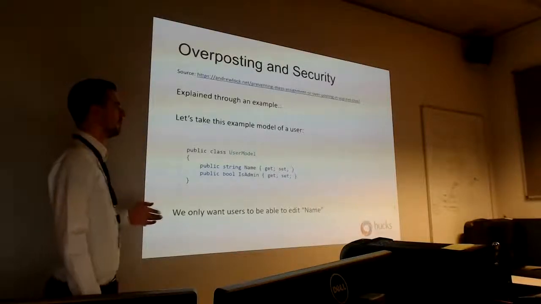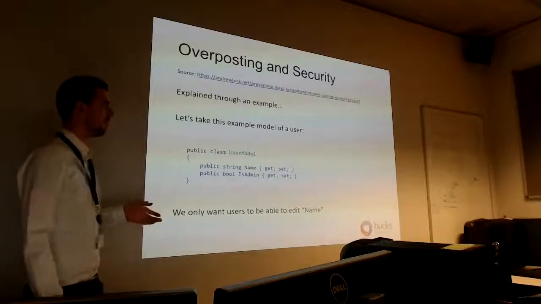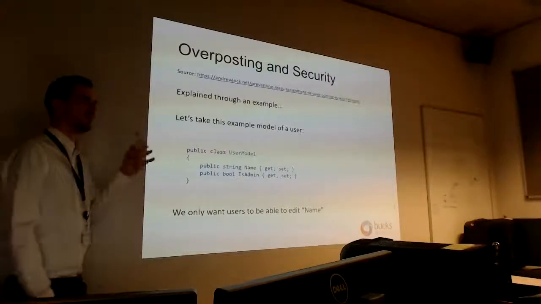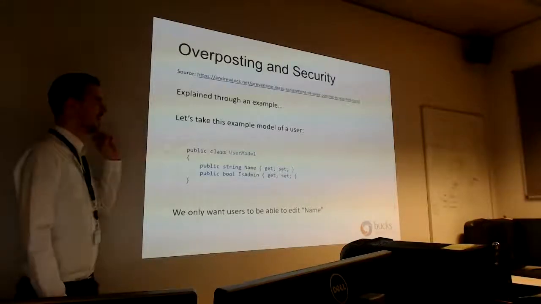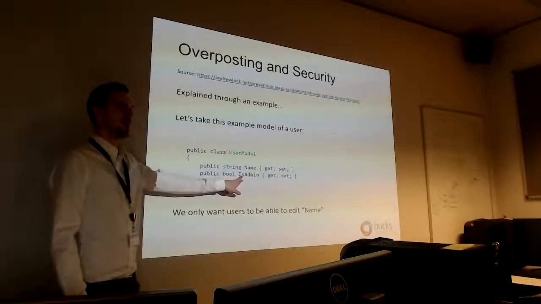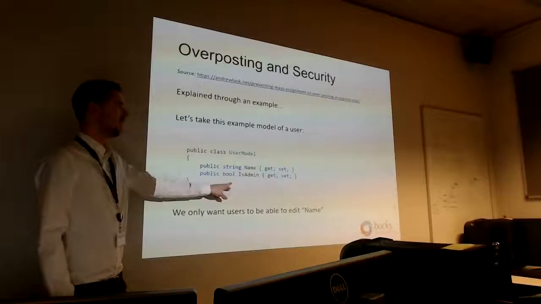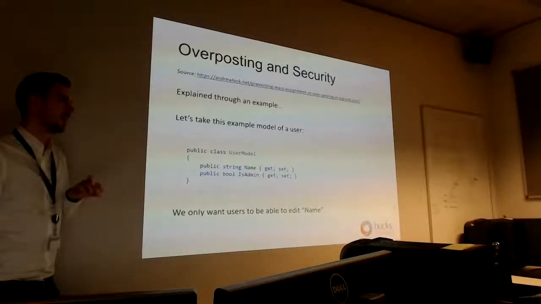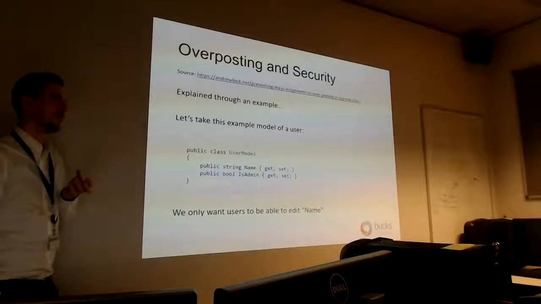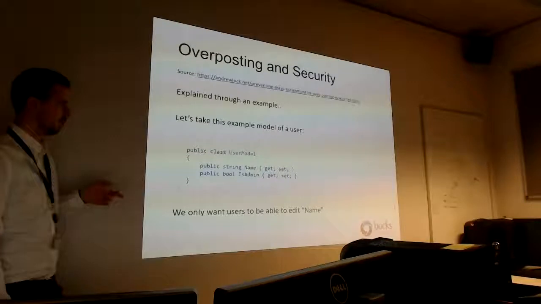So the concept of overposting is if you don't program it right, all somebody has to do is fiddle with the HTML, and they could overpost. If they knew what this attribute was called, they could post it, and your code would accept it and update the model. It's bad. Okay, so we'll look at an example of how that would actually work.